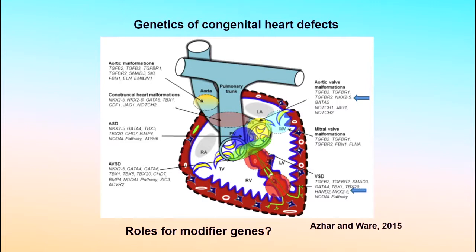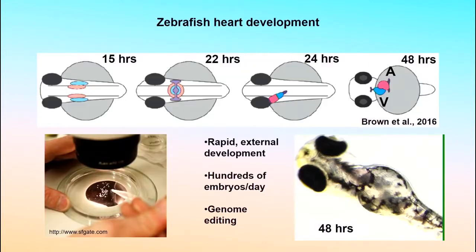And so we want to use zebrafish as a model not only to better understand roles for new genes in heart development, but to help understand how these genes interact with each other. Some of the advantages of zebrafish for studying heart development in particular are that the embryos develop outside the mother and develop very rapidly, so that by 24 hours, the embryos have already formed a muscular heart tube, shown in this cartoon here.